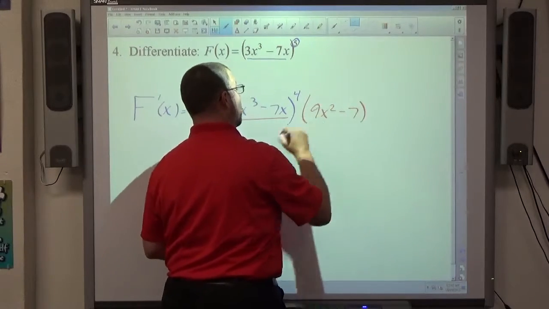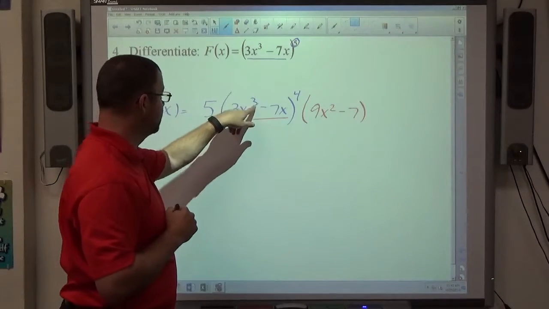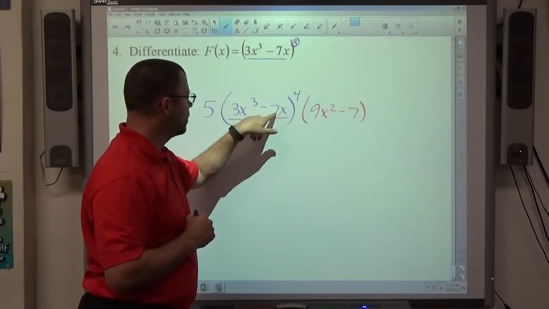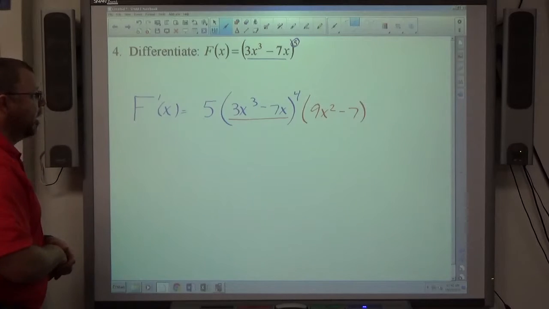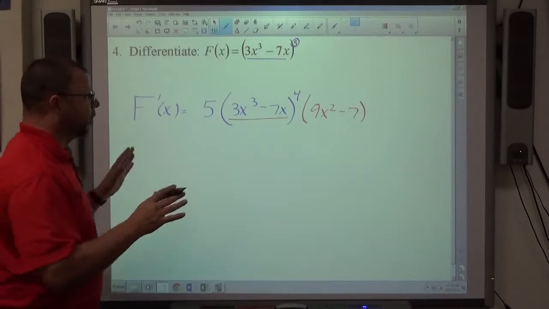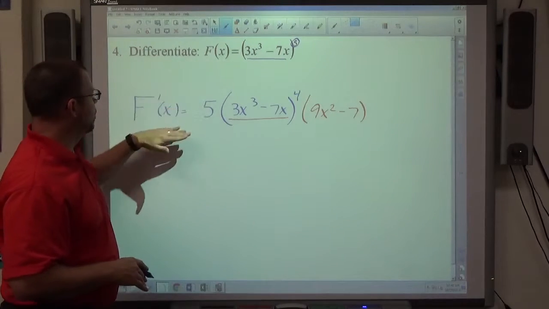Also differentiating that by the power rule. 3 times 3 is 9, drop the power by 1. 1 times 7 is negative 7, drop the power, you get x to the 0, so it goes away. So that is the derivative. So again, I've done a derivative here of f changed to f prime.